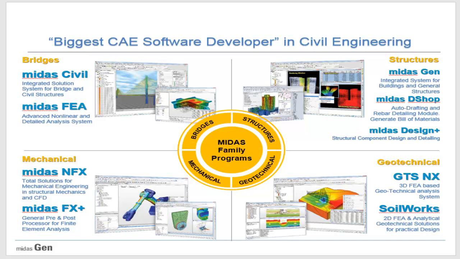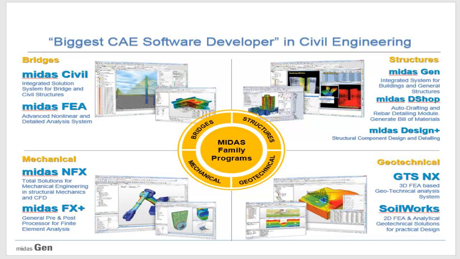Further in the structures, we have the Midas Gen program, which is an analysis and design software solution for buildings and general structures, which we will be seeing today. Then Midas D-Shop is an auto drafting and rebar detailing module, which can also generate bill of materials. Lastly, Midas Design Plus, which is a structural component design and detailing solution, and can also take out quantities.